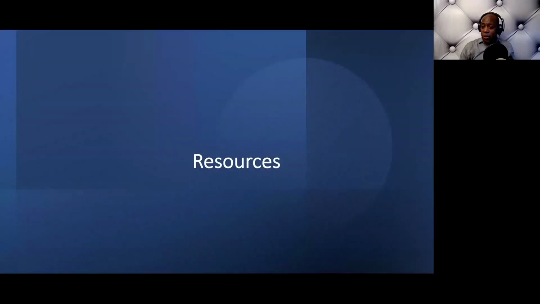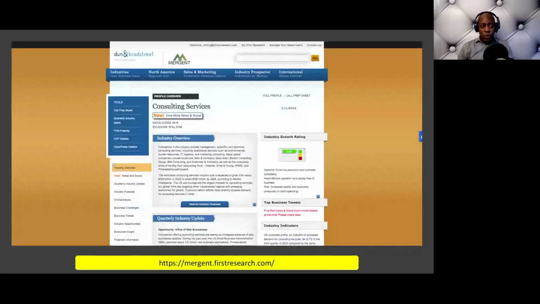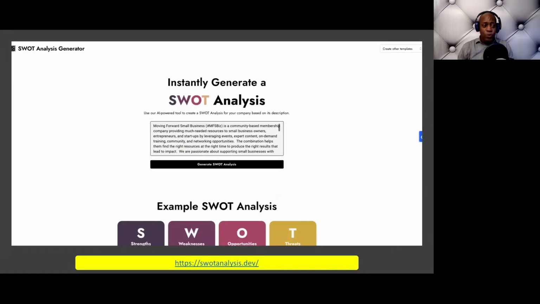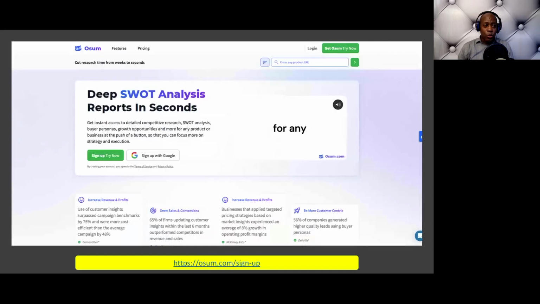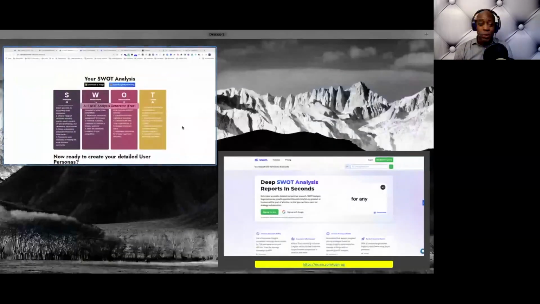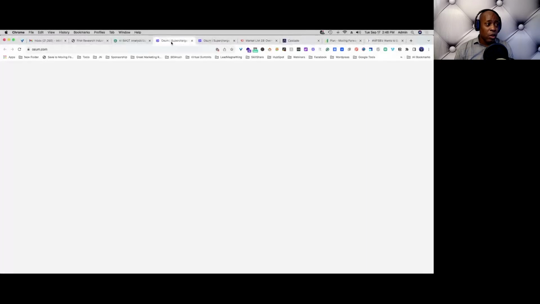Okay, so let's look at a few resources before I let you go. So I showed you the first research tool. I showed you this SWOT analysis tool. Now I'm going to show you another tool. It's called Awesome. Okay, and I recently discovered Awesome. I actually discovered it a while ago, but I didn't start using it till recently. Okay, and Awesome, you can drop in your URL or a page.